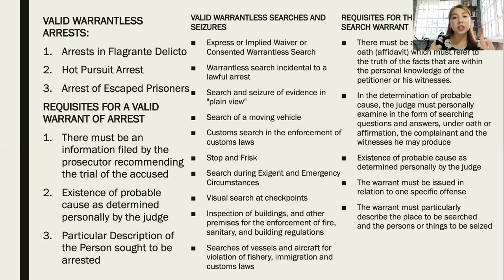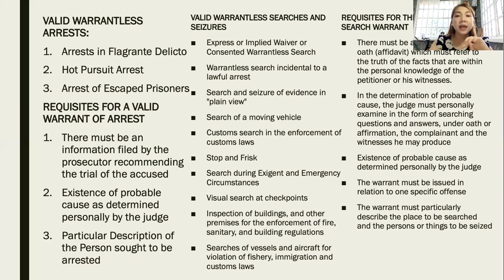Third, we have search and seizure of evidence in plain view. So objects falling in plain view of an officer who has the right to be in possession to have that view are subject to seizures. So ano yung requisites nito? The law enforcement officer in search of the evidence has a prior justification for an intrusion or is in a position from which he can view a particular area. Kailangan daw talaga nasa view lang niya, hindi niya pwedeng hanapin.